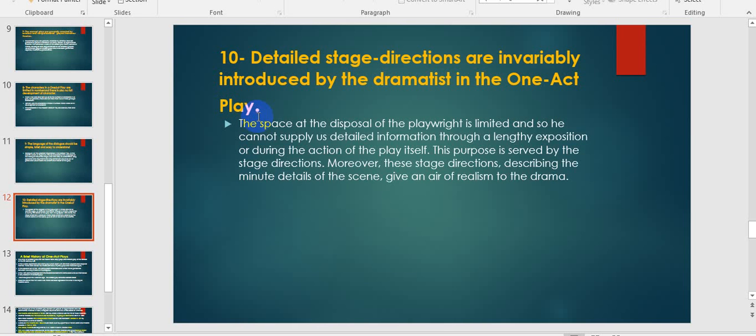This purpose is served by stage directions. So the stage directions play a very important role in giving us details which cannot be presented in the one act play. They play a vital role in describing many details of the scene and give an air of realism to the drama. So these are the major differences between the one act and the full length play.